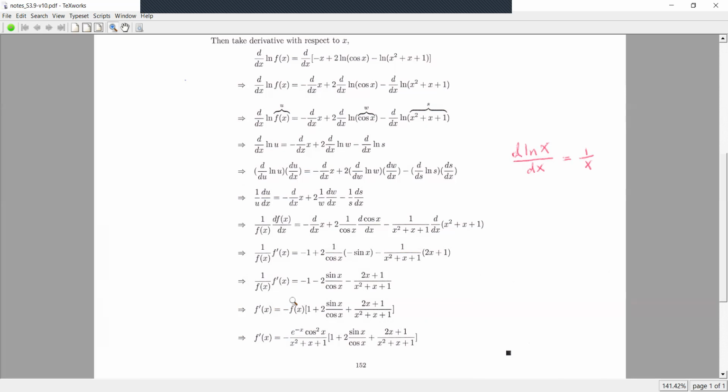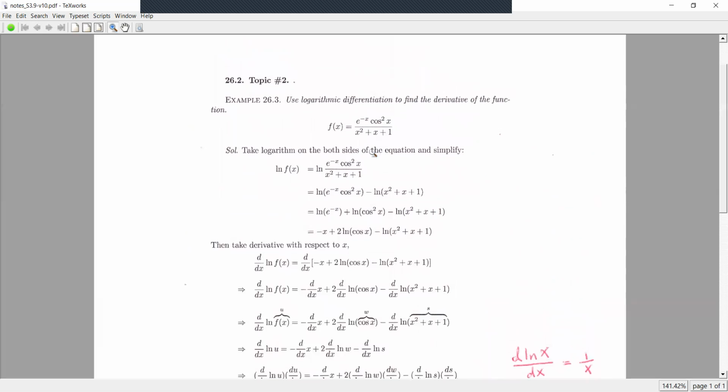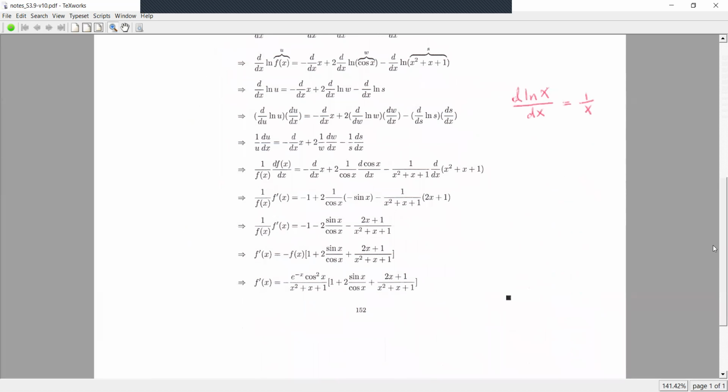About function f, in this example, I know function f. Function f is this function. Plugging this function in f here, then I have this equation. The right side of the equation is the answer to this example.